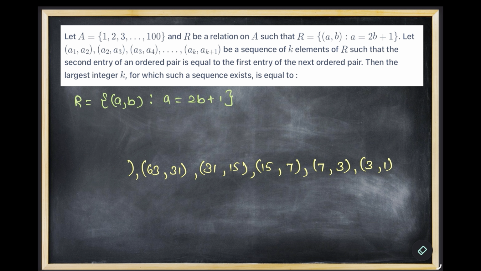So you cannot take this number. Okay, so this many ordered pairs are possible, which is 1, 2, 3, 4 and 5. Hence the required number is 5.